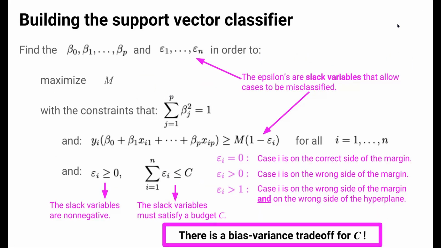So coming back to this large optimization problem, it actually turns out that there is a bias-variance trade-off for this C. The fact that the sum of these slack variables has to be less than or equal to some constant C, you can imagine that there's some sort of bias-variance trade-off in play here. We're going to discuss this in class.